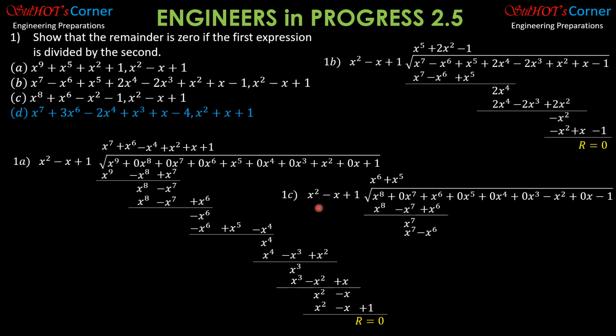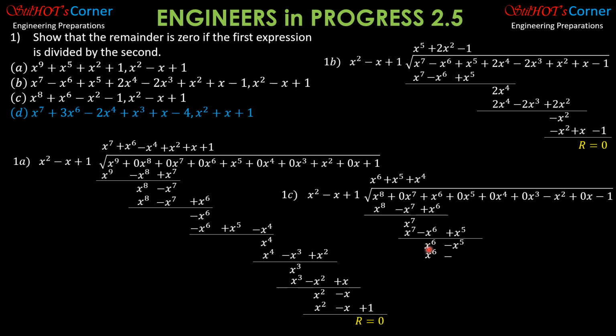X to the 5 times x squared is x to the 7. X to the 5 times negative x to the 6. X to the 5 times 1, positive x to the 5. Subtract. So imagine this is 0 because we have eliminated x to the 6 there, and we have another x to the 6 here. So x to the 7 minus x to the 7, 0. So 0 minus x to the 6 is positive x to the 6. Then 0 minus x to the 5 is minus x to the 5.